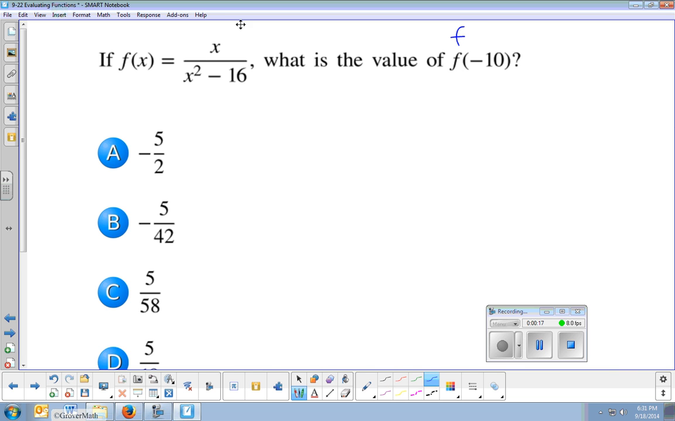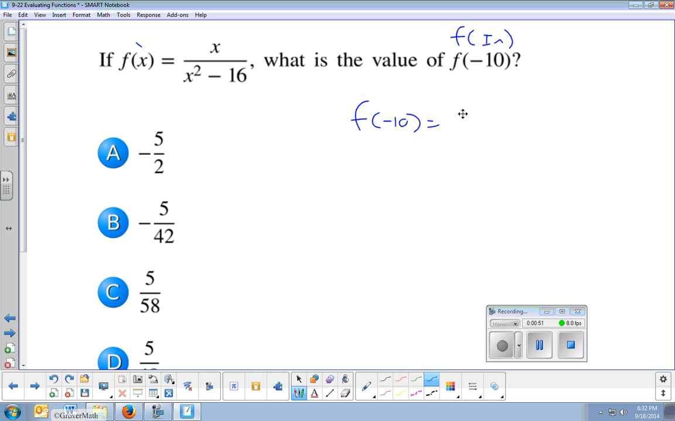Now this equation here, f of x, is basically like y equals, but I'm calling this equation f. And f of x, think of it as f of input. So what's in these parentheses, I'm going to input into the function. So instead of f of x, it's f of negative 10. Notice that I have f of x here, and I have x's in the equation. Well, when I change it to f of negative 10, I'm going to replace my x's with negative 10s.